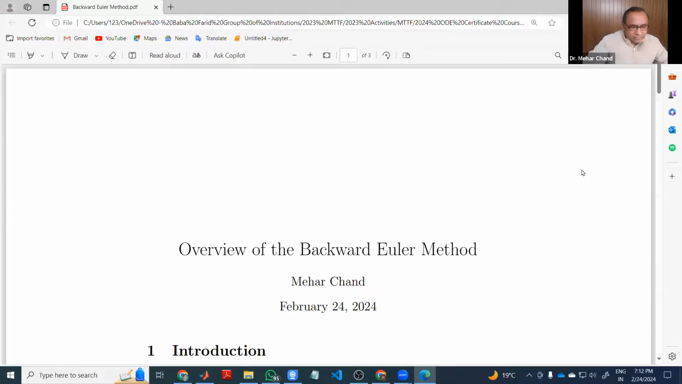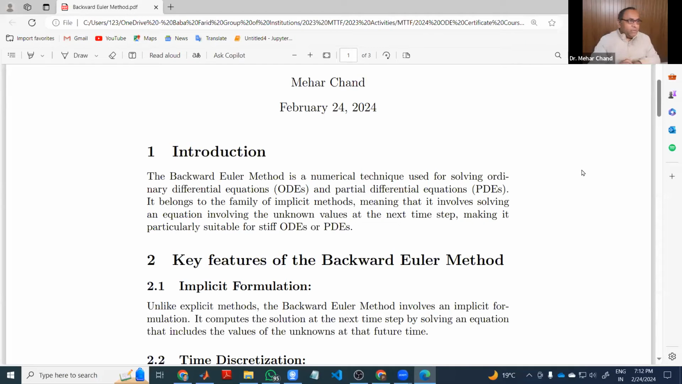Yes, so this is the main overview about the method which we are going to discuss today, the backward Euler method. This is also based on a numerical technique used for solving ordinary differential equations and partial differential equations also. We can use this method for both types of equations, whether it is an ordinary differential equation or partial differential equations. It belongs to the family of implicit methods, meaning that it involves solving the equation involving the unknown values at the next time step, making it particularly suitable for stiff ODE or PDE.